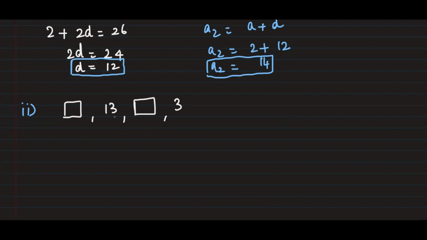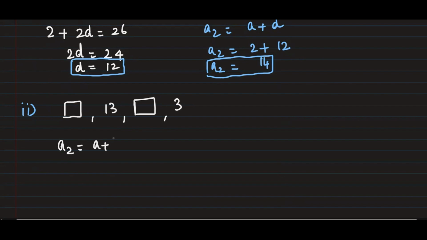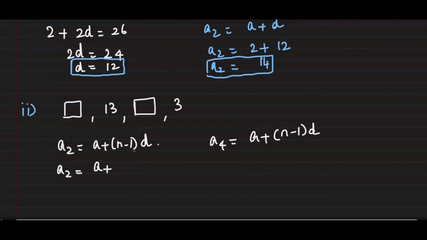So basically A2 is given, that is the second term is given, right? So A2 is equal to A plus (n minus 1) into d. Okay, and we have been given the fourth term also. So A4 is equal to A plus (n minus 1) into d. So now let's substitute the values. A we don't know, plus n will be 2, so 2 minus 1 will become 1, so that will become 1d. So A2 is equal to A plus d. A2 is 13, so 13 is equal to A plus d. This is the first equation.